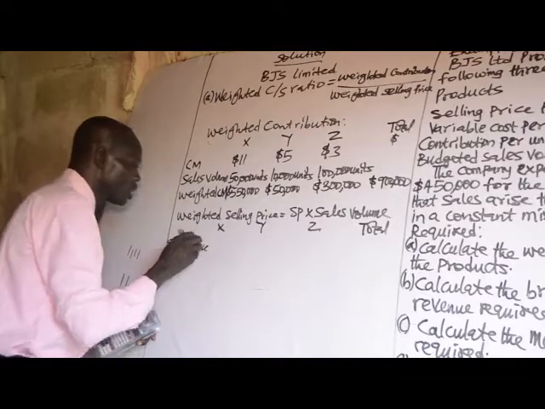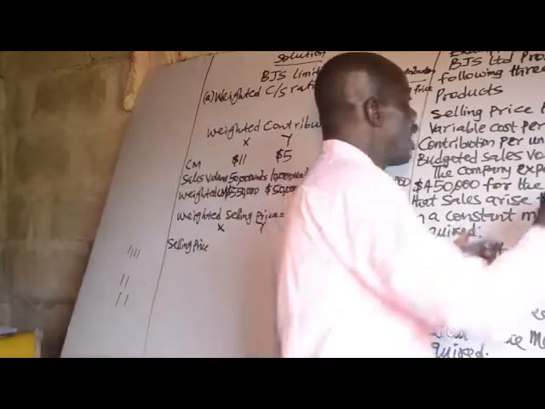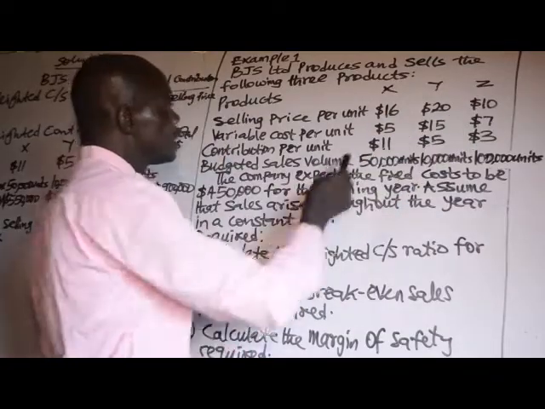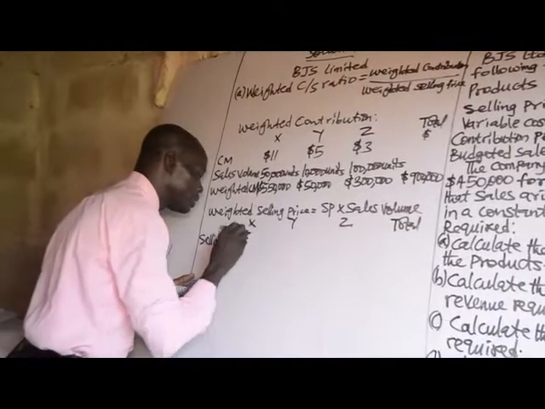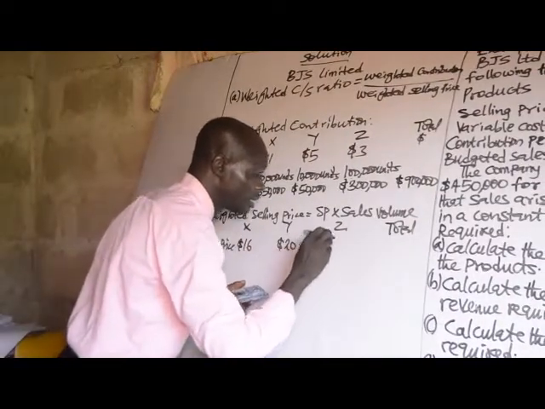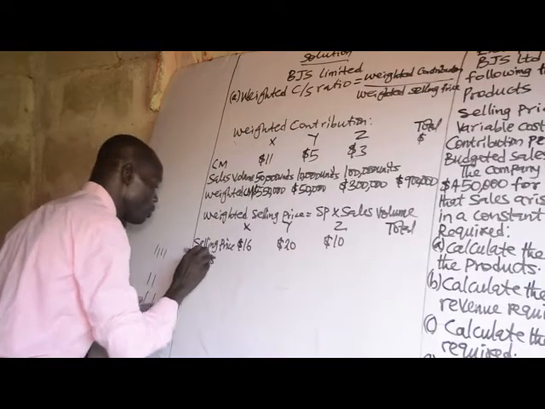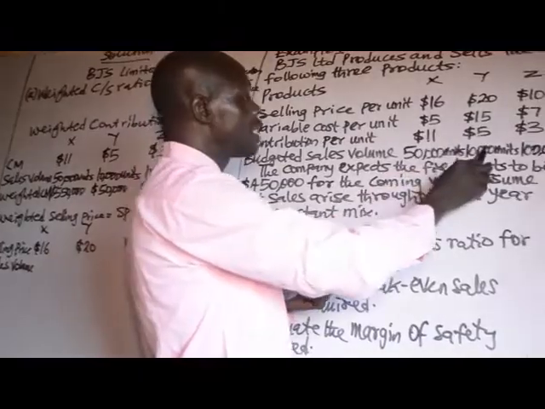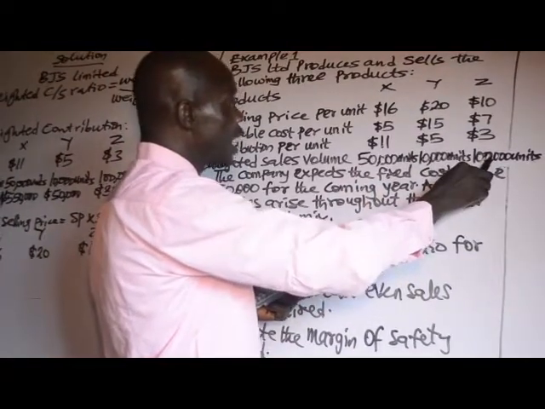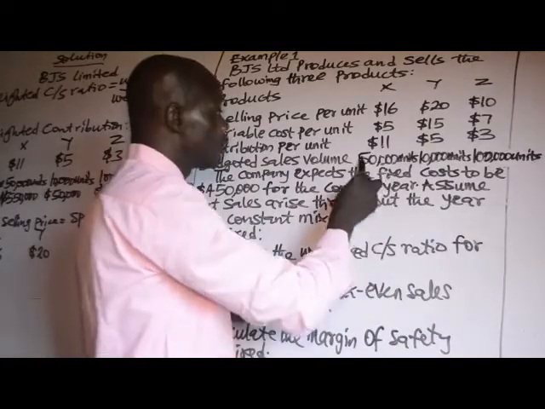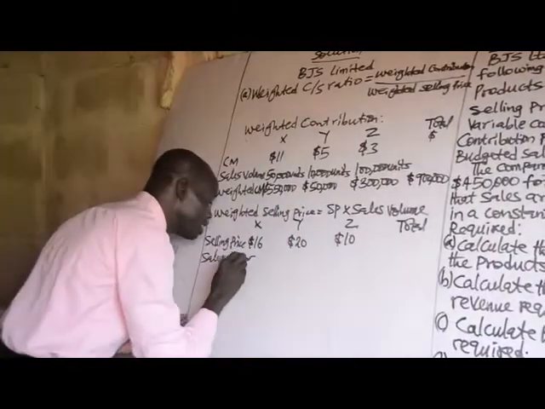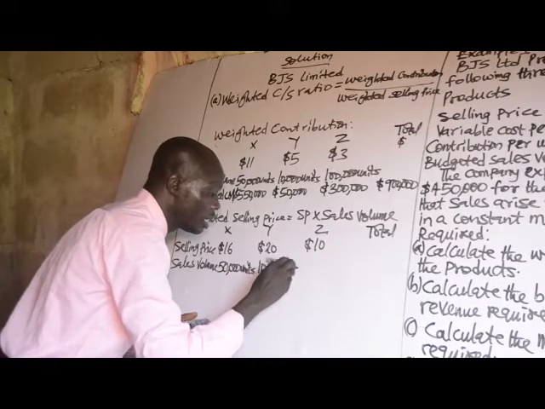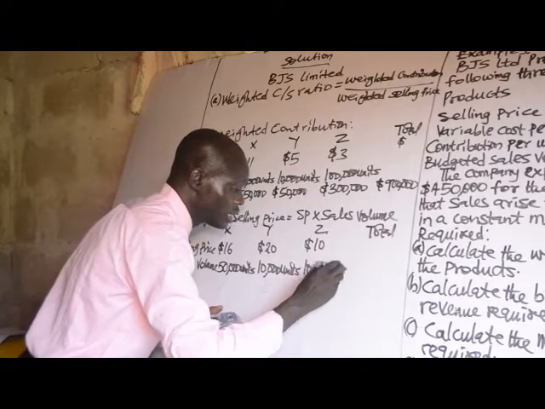The selling price is $16, $20, and $10 for X, Y, and Z respectively. Then the sales volume: 50,000 units for X, 10,000 units for Y, and 100,000 units for Z. I've told you that sales volume is the same as sales quantity.